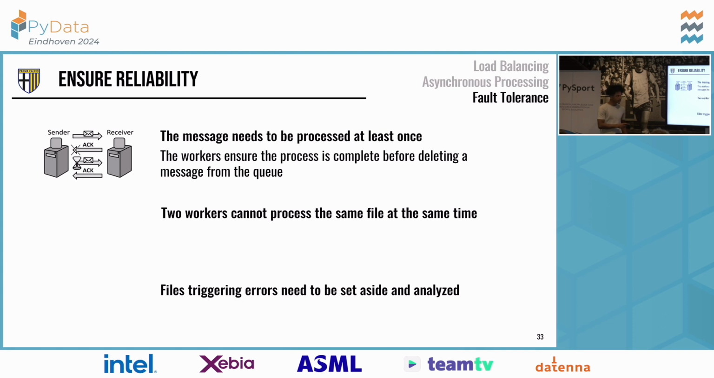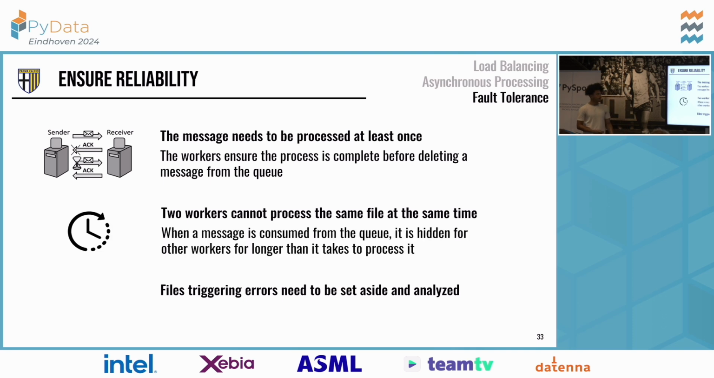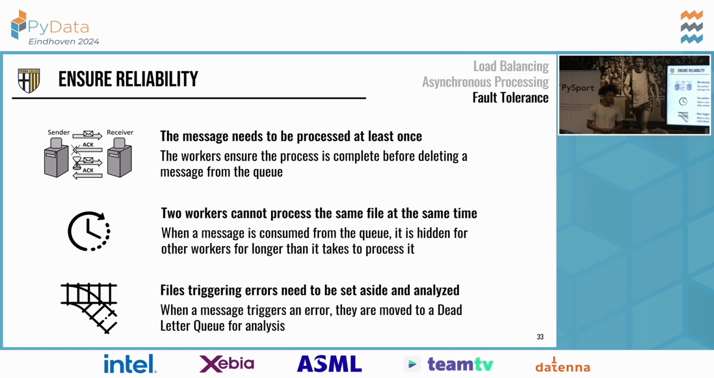Two workers cannot process the same file at the same time, and for that we have what we call a visibility timeout, meaning that when a message is consumed from the queue, it's not visible anymore to other workers for the time that we process it. So they can't fetch the same game. And also files triggering errors need to be set aside and analyzed. This is made possible by what is called a dead letter queue. It's simply another queue that's going to contain every message that triggered an error, so that you can manually fetch in this queue and see what went wrong, and then put back the file in the queue when it's fixed.